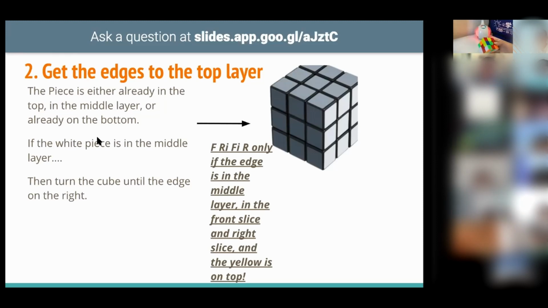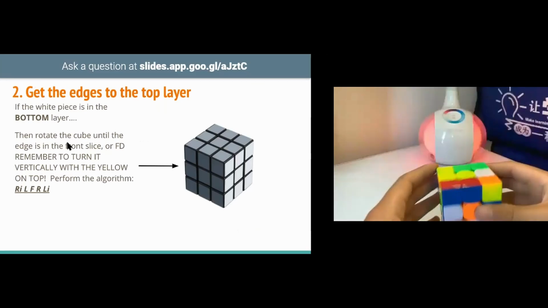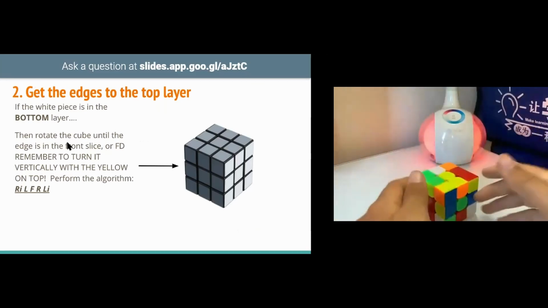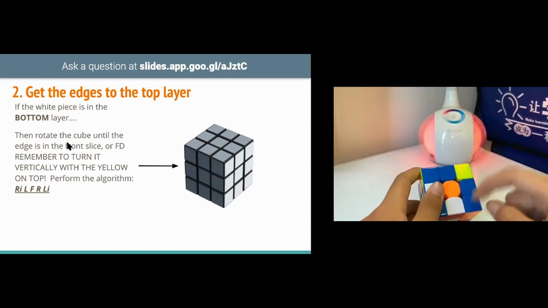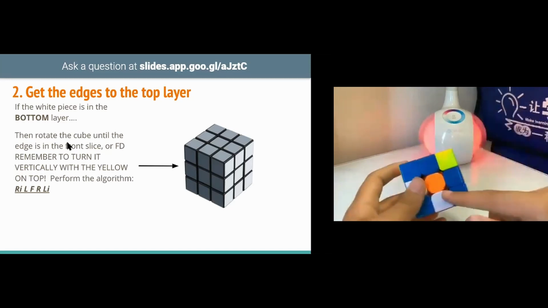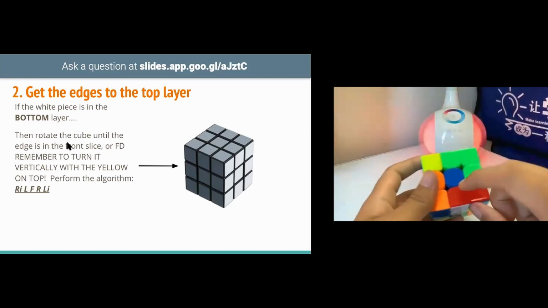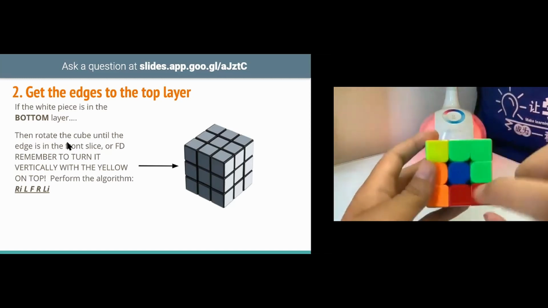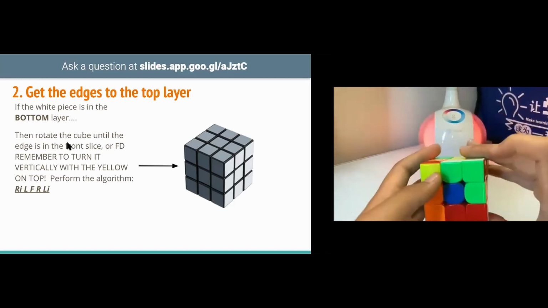Another example is if the white piece is in the bottom layer. So if it looks like this edge over here, instead of being on the top layer like this one, or in the middle layer like this one, instead it's in the bottom layer like this. You're going to rotate the cube vertically like this until the edge is in the front slice, so it's sort of facing you. And of course, as I said before, it doesn't matter if it's flipped or not, if it's pointing towards you or pointing downwards, just as long as this piece is in the front.